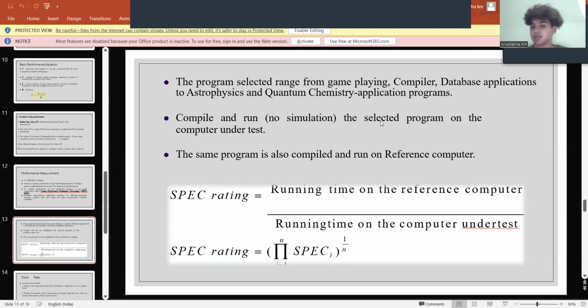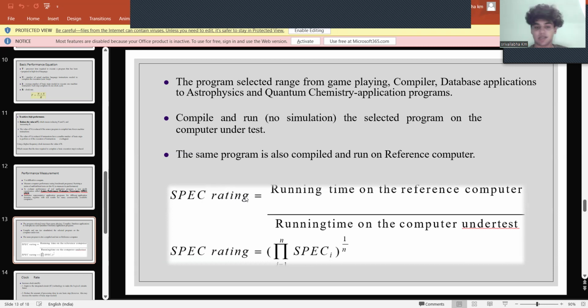They will compile and run the selected program on one separate computer, and the same program is also compiled and run on the reference computer. They have their own reference computer, and they compile and run the selected program on the computer under test, which is the given computer whose performance is to be checked.